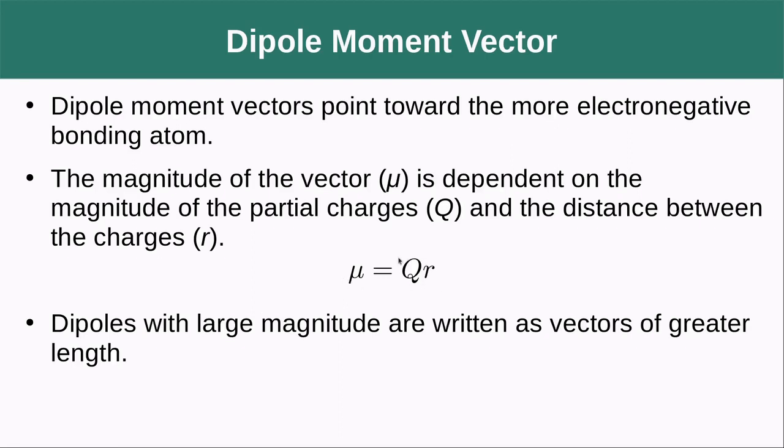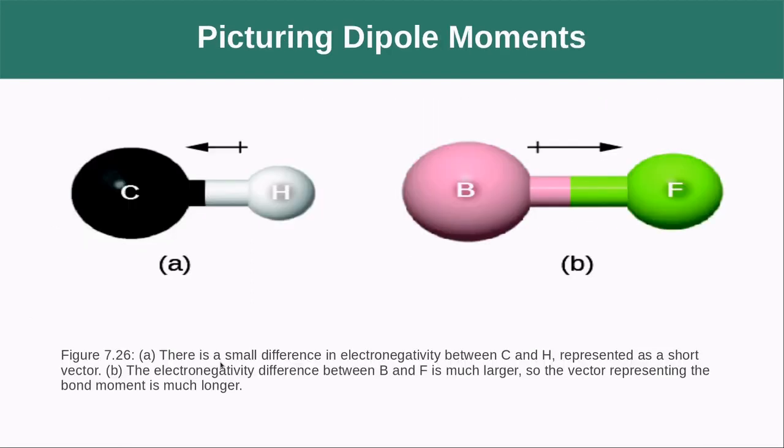And when the partial charges are larger, we're going to get a higher dipole moment. What Q here is mathematically would be the difference between the partial charges, if you subtracted the negative one from the positive one. Dipoles with large magnitude are written as vectors of greater length.